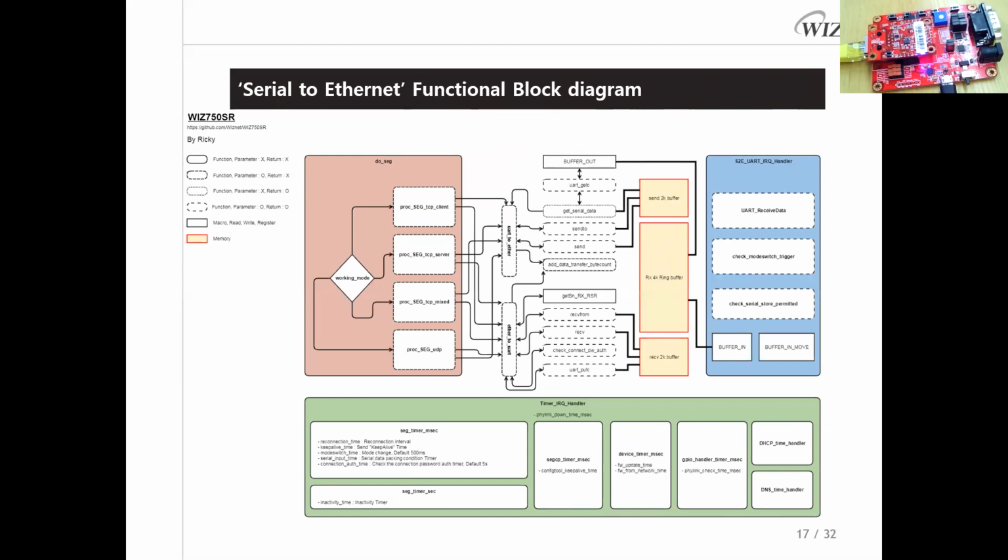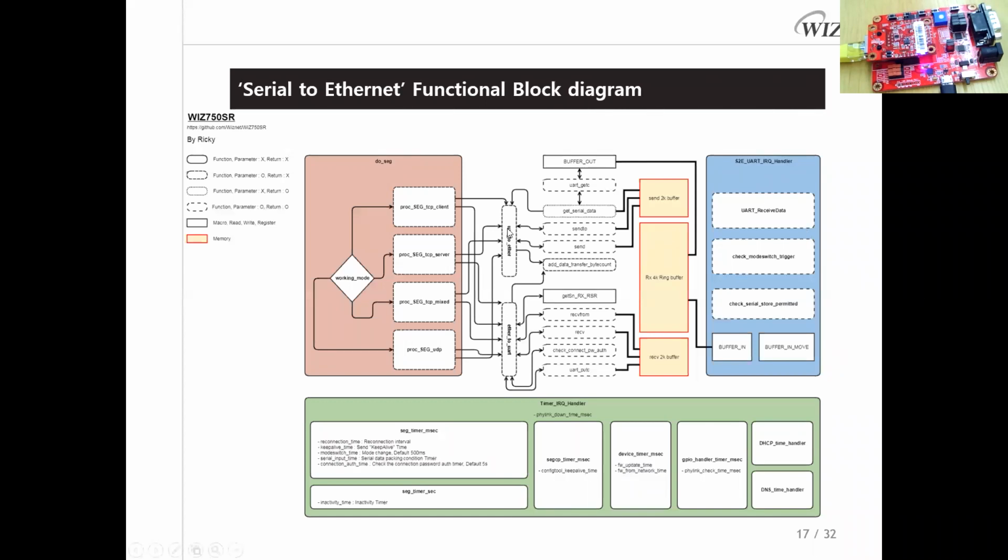This is the detail of do_seg. do_seg is divided into 4 cases depending on the working mode. The working modes are TCP client mode, TCP server mode, TCP mixed mode, and UDP mode. The TCP modes use a connection-oriented TCP socket, and UDP mode uses a connectionless UDP socket. Each function has the same role, except that the connection management is different.